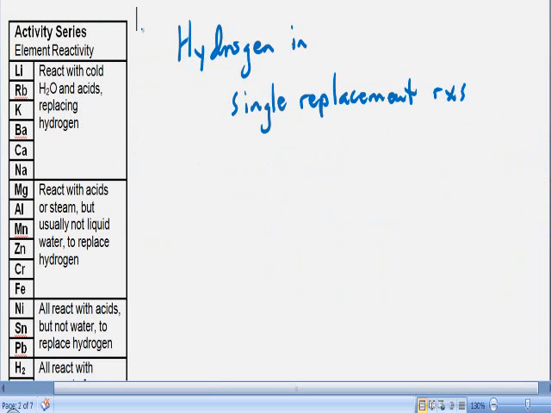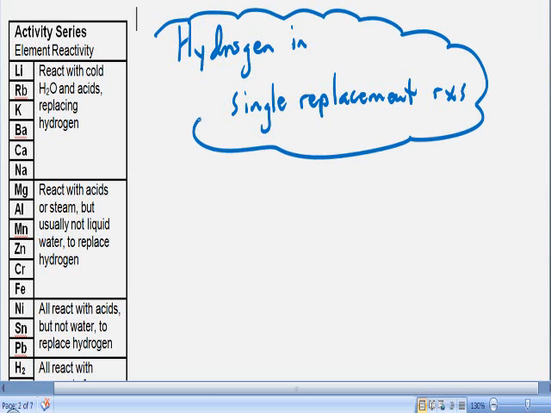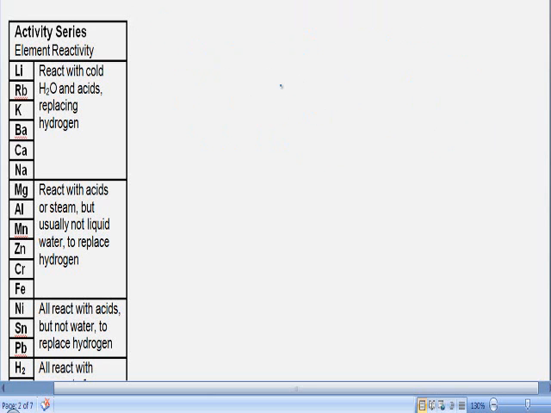Let's take a moment now and examine hydrogen in single replacement reactions. Hydrogen has some special categories. For example, the metals on top here in the activity series can replace hydrogen out of water. It's just at room temperature.